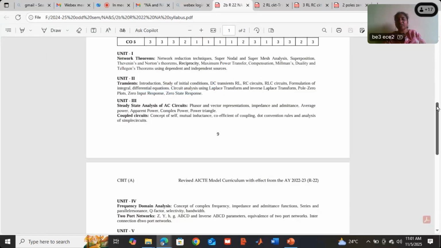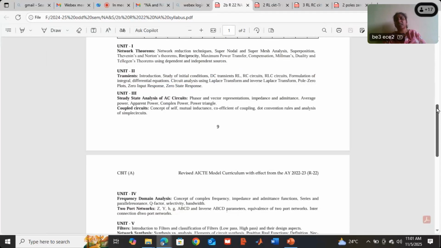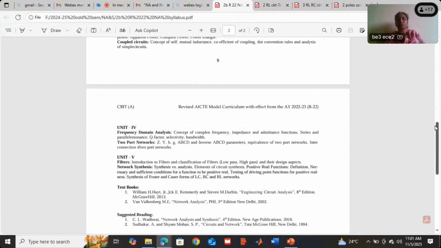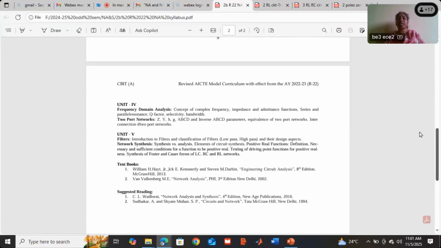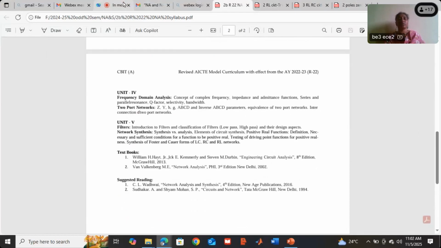Next, I will discuss the easy ones first. Fourth unit, first half and second half, both are easy. Fifth unit also, the first half is very easy. In the second half, the Foster form you have to remember a little bit. The Cauer form is very easy. Okay, so we will take the fourth unit now.